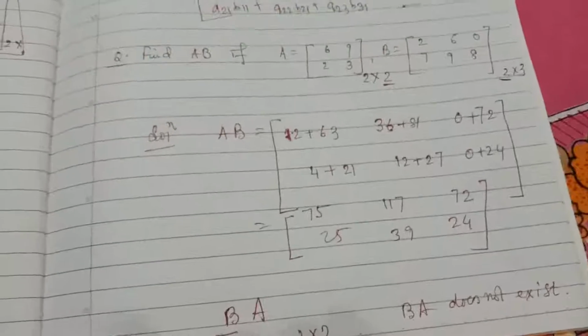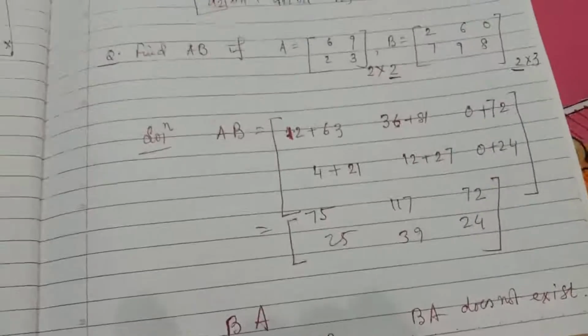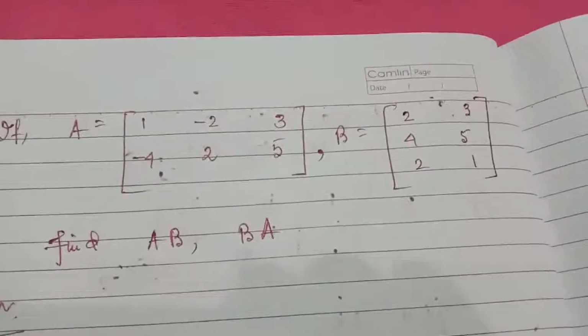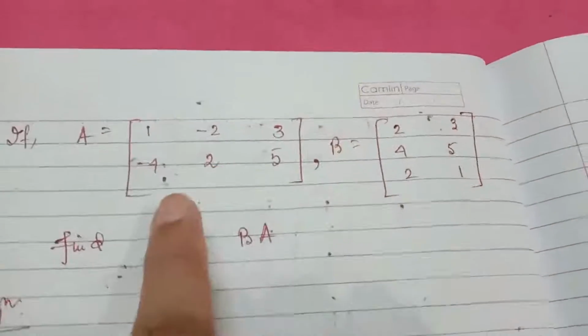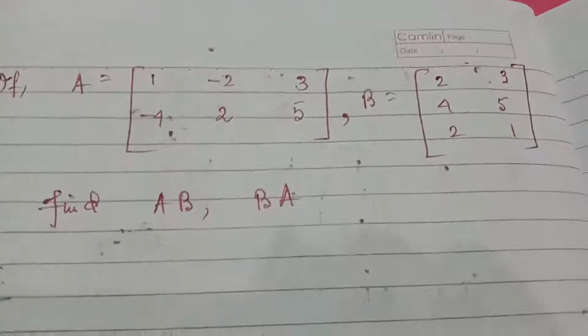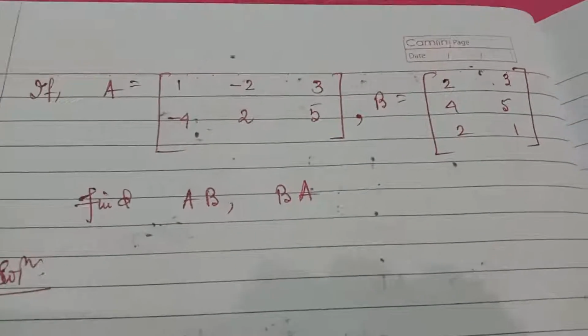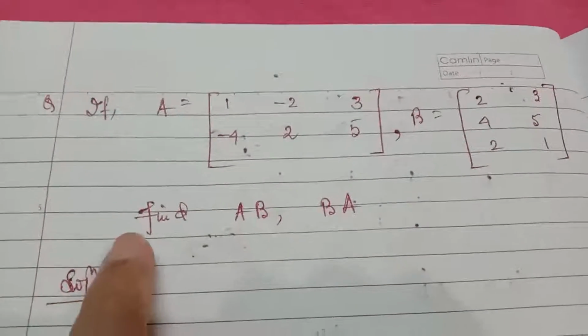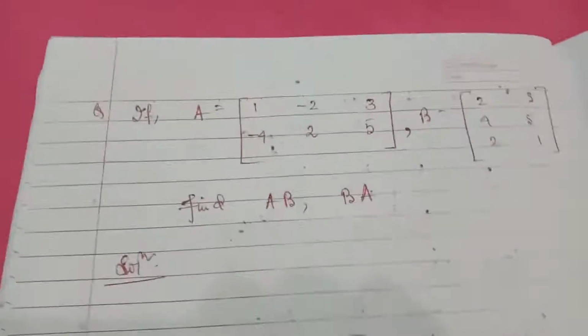Although A into B exists, B into A does not exist. Let us take another example. Here, given A equal to the matrix [1, -2, 3; -4, 2, 5] and B equal to the matrix [2, 3; 4, 5; 2, 1], find AB and BA.